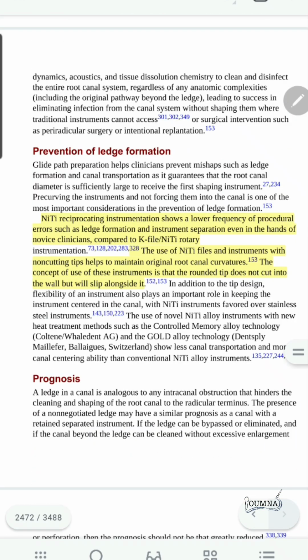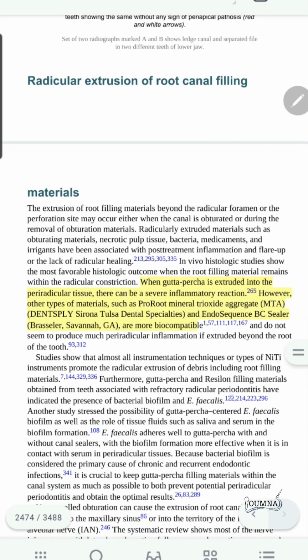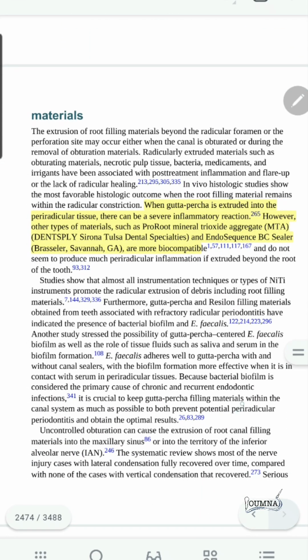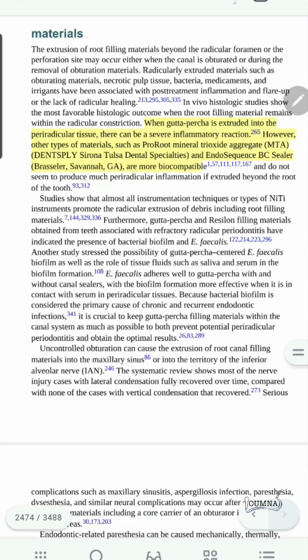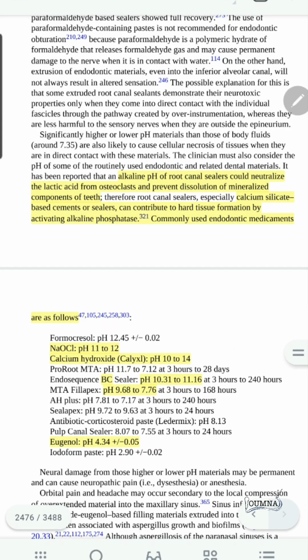It is recommended to use a non-cutting tip to reduce the ledge formation. Now let's discuss the radicular extrusion of the root canal filling. When the gutta-percha is extruded into the periradicular tissue, there can be a severe inflammatory reaction. However, the MTA and the bioceramics are biocompatible, and there is no need to remove them if they have extruded into the radicular area.